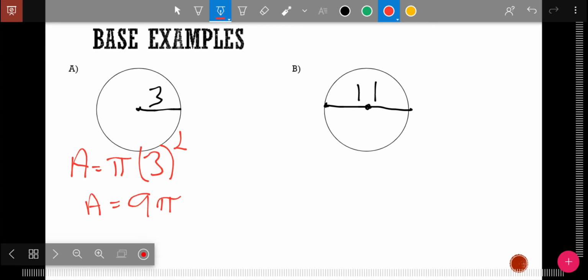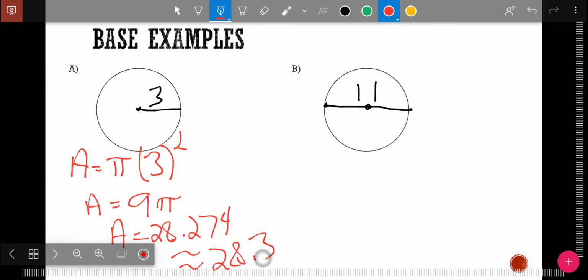The calculator, the computer, when you plug things in, is going to ask you to round to the nearest tenth. So you type that into a calculator, 9 times pi. When I did that, I got 28.274. I want to write approximately, and we're always going to round to the nearest tenth, so 28.3. That becomes our answer for part A. The area of that circle is 28.3 square units.